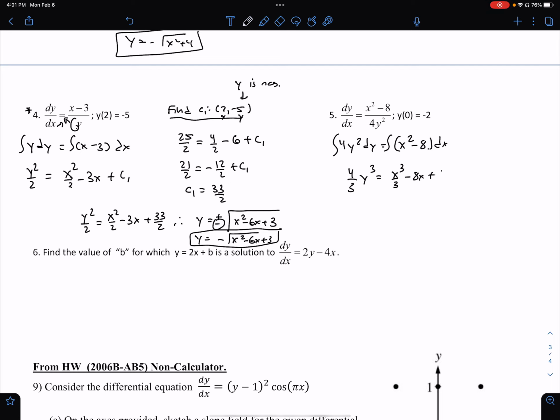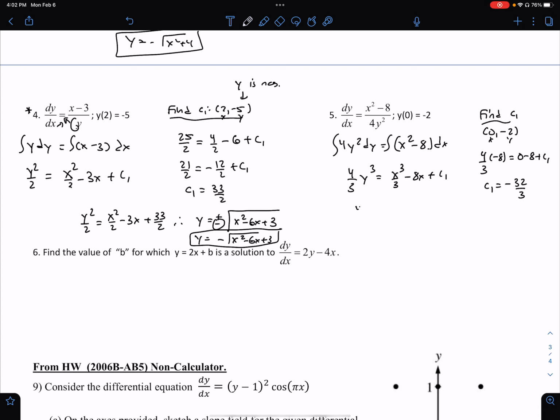Make sure you don't forget this plus c1. Now using the initial condition, find c1. My initial condition, 0, -2. So when we solve it, plugging in, this is my x, there's my y, I'm going to get 4/3, a negative 2 cubed, 2 cubed is 8, so -8, equals, plugging in 0, we get 0 cubed minus 0 plus c1. So we get 0 minus 0 plus c1. So c1 is just going to be negative 32 over 3.